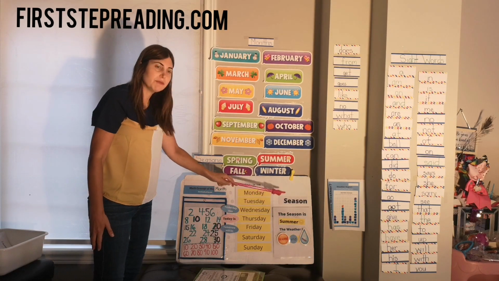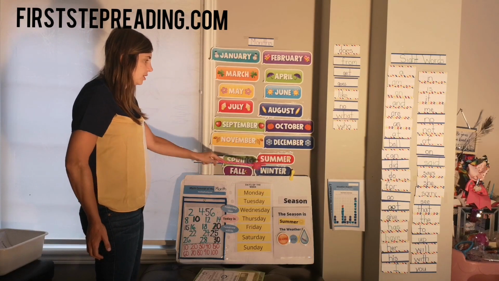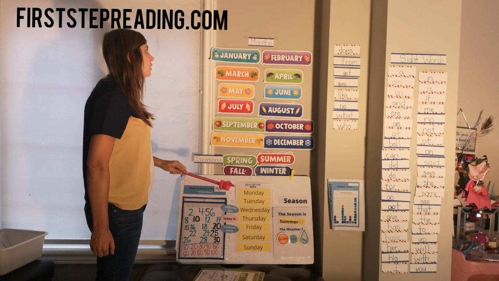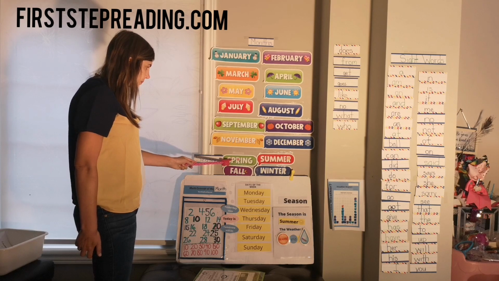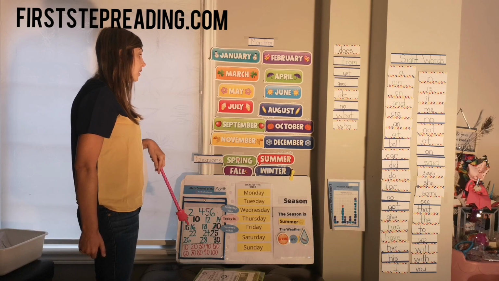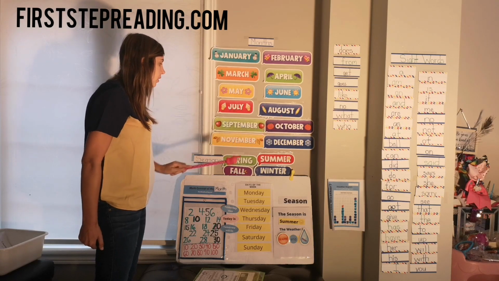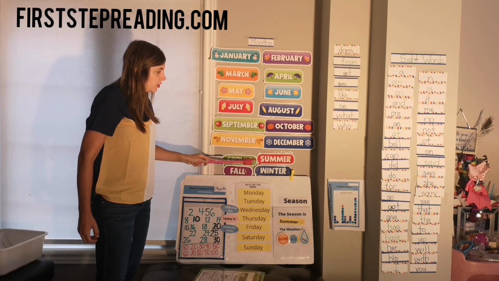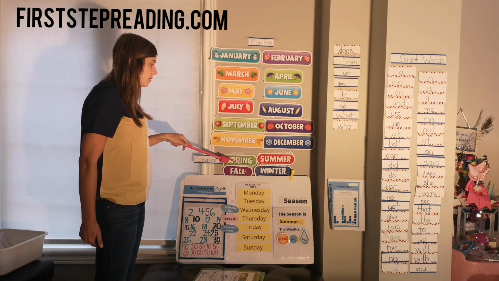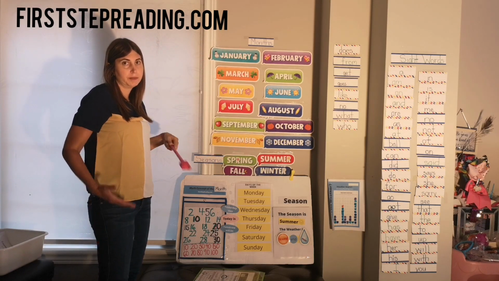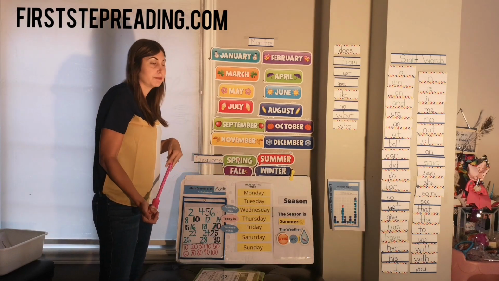If you're watching this video in January, your season is winter. If you're watching this video in April, your season is spring. If you're watching this video in October, you're watching it in the fall. So there's different seasons that fall on different months, right? And we get different weather, typical weather for the season.